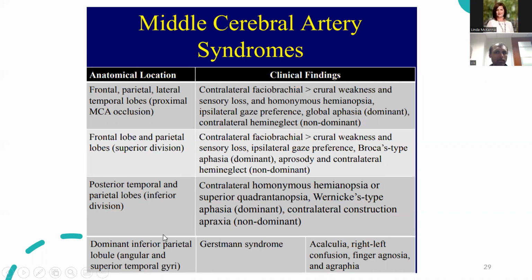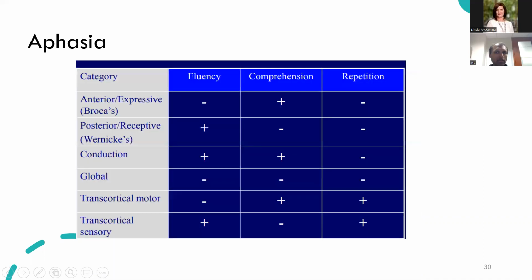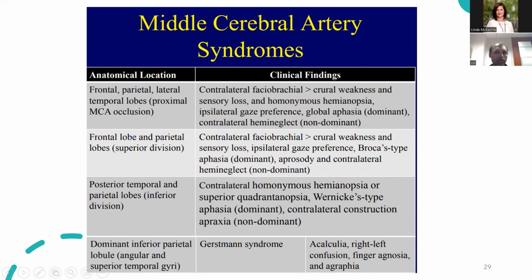A named syndrome is Gerstmann syndrome. Oftentimes, if you have strokes in the dominant inferior parietal lobules, so the angular and superior temporal gyri, this can cause a Gerstmann syndrome, where, as I said, it's only for the dominant parietal lobe. So you get acalculia, right-left confusion, finger agnosia, and agraphia.